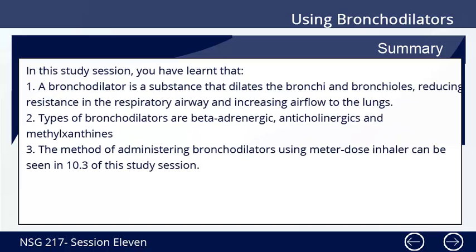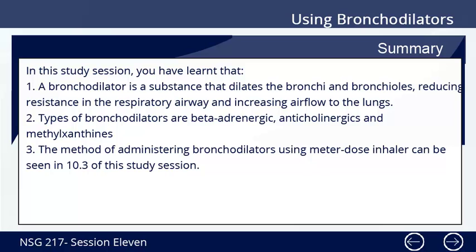Summary of study session 11. In this study session, you've learned that a bronchodilator is a substance that dilates the bronchi and the bronchioles, reducing resistance in the respiratory airway and increasing airflow to the lungs. Also, types of bronchodilators are beta-adrenergic, anticholinergic, and methylxanthines.